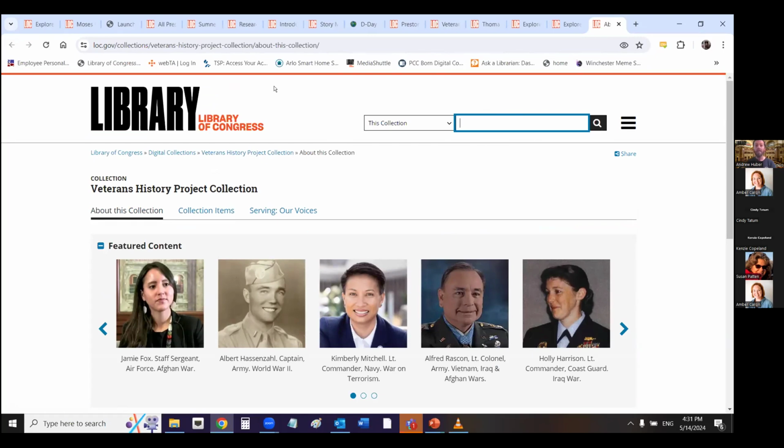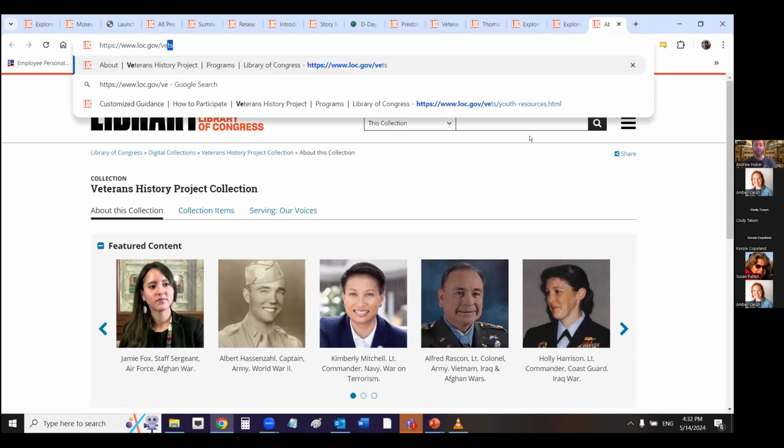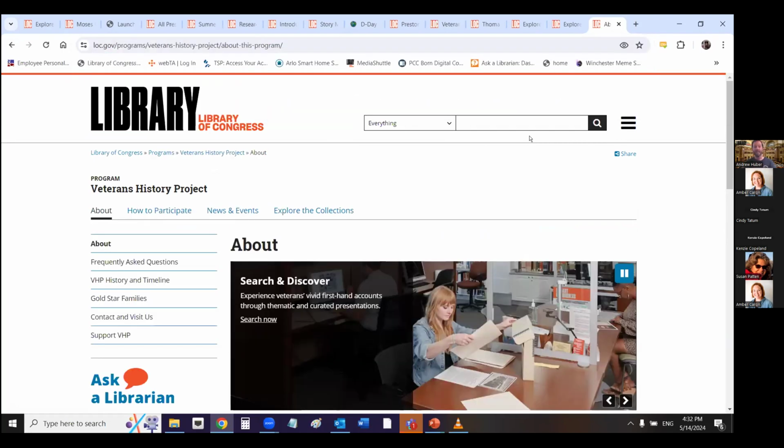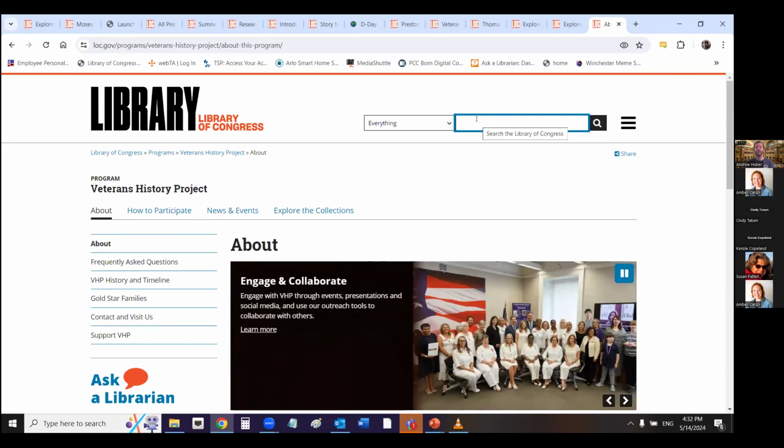However, you're not going to have those powerful search tools that I'm about to describe. One thing that is incredibly important to remember is that when you go to our homepage, you'll see the search bar here, but you are not searching the Veterans History Project collections from your homepage. You are searching everything that the Library of Congress has to offer, which is great. There's a lot of great stuff out there, but it's not going to be what you want if you're looking for Veterans History Project collections.